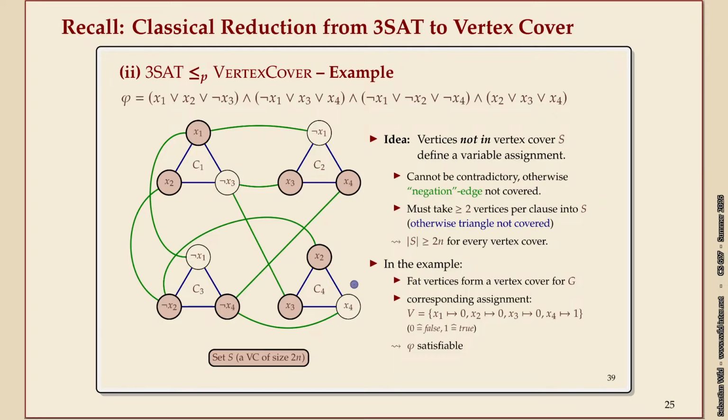You don't need to dig through the details for making sense of what follows. The thing is that here, the parameter that we generate is 2n. We need a vertex cover that's linear in the size of the formula. And if the formula has n clauses initially, then it'll have n triangles. So you need to take 2n vertices in your vertex cover.